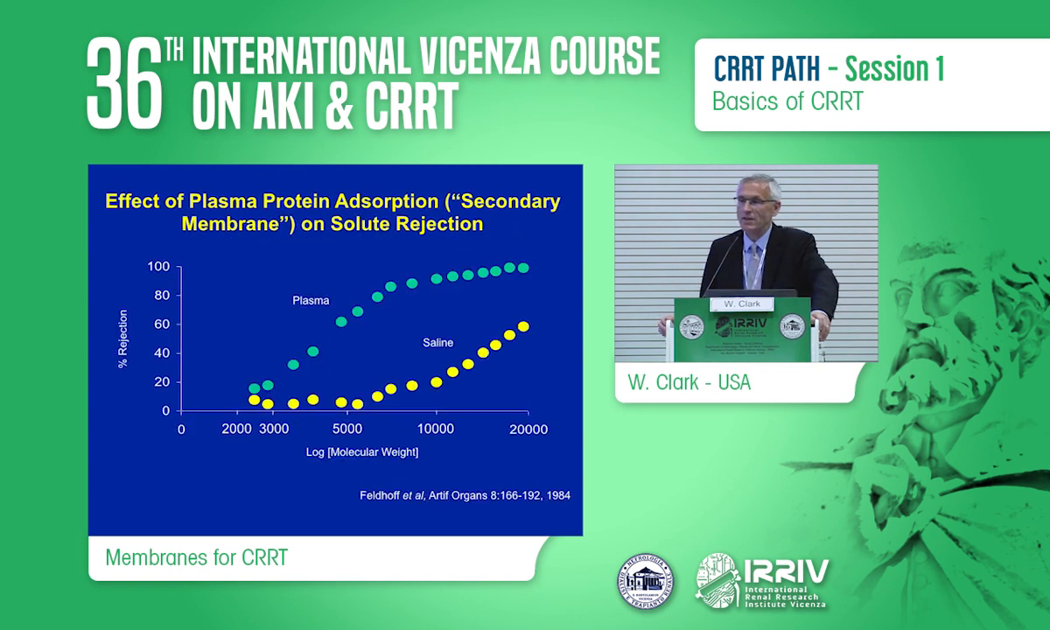This is, in essence, what happens with secondary membrane formation. After the membrane has been exposed to blood, or at least a solution that contains proteins, there's an instantaneous adsorption of proteins in a non-discriminating way to the membrane surface. And essentially, that reduces the pore area through which both solute and water transport can occur.